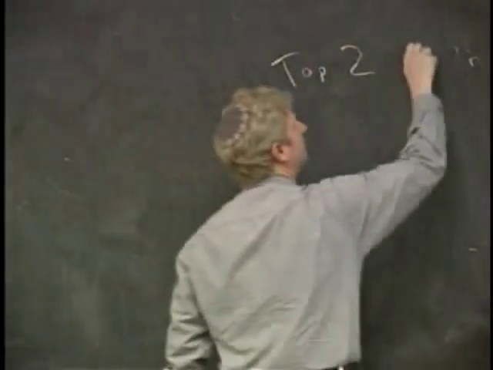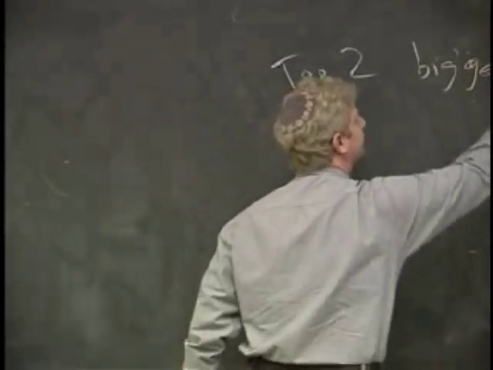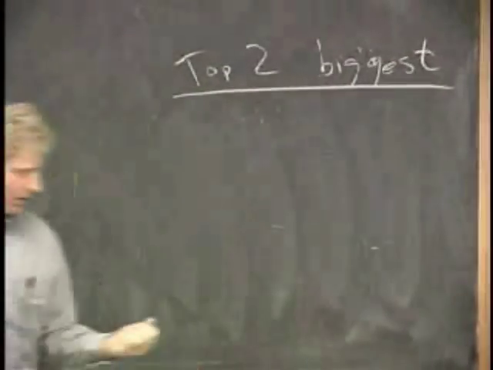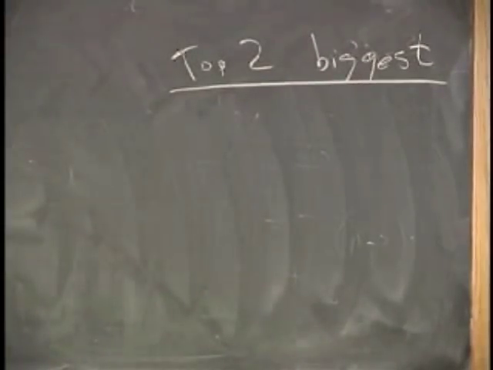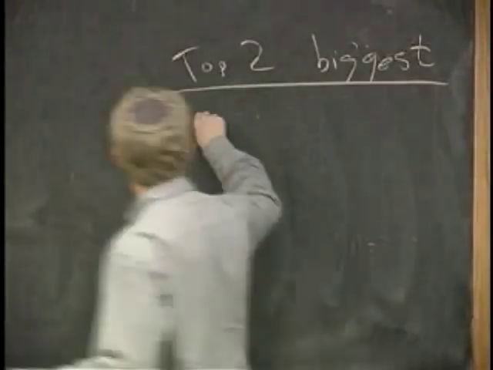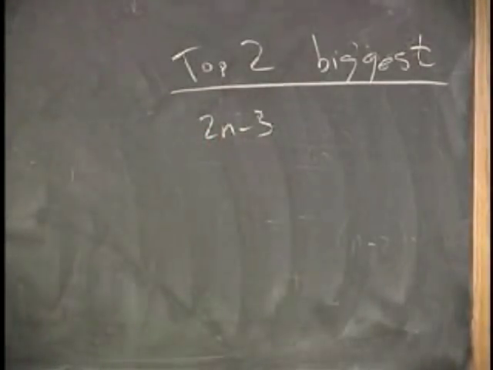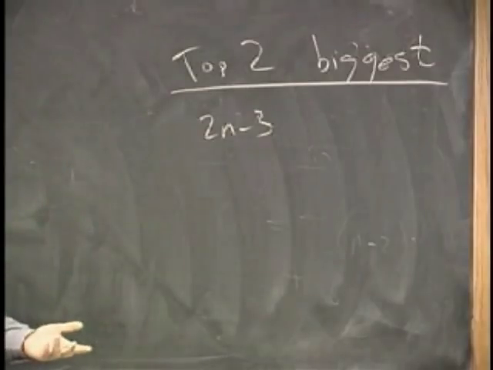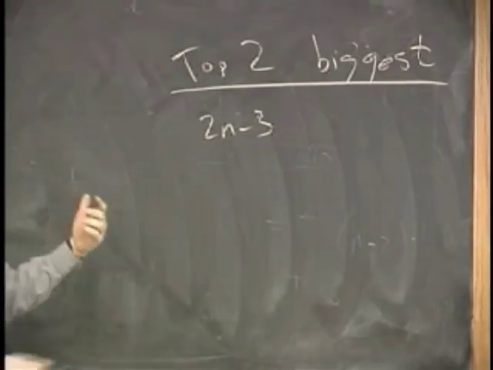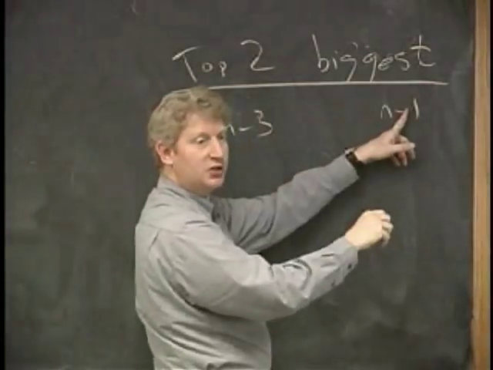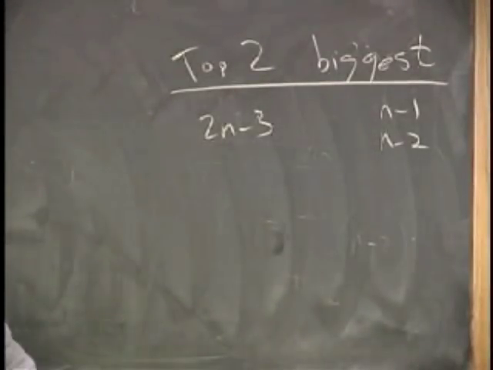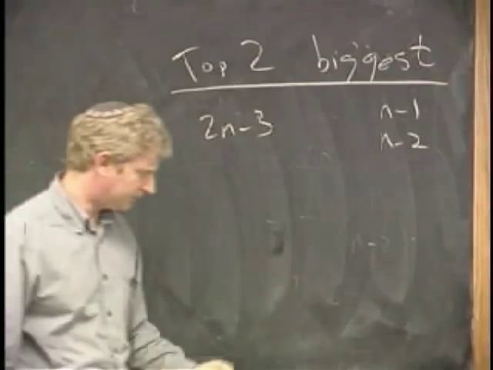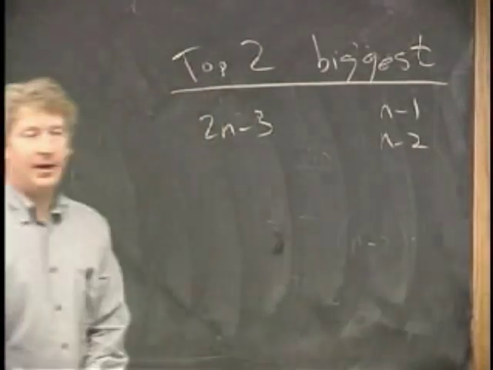Similar to this. Top 2 biggest. Now I don't want the maximum minimum, I want the top 2. One way to do this is to do just what we did with maximum minimum and get 2n minus 3, the slow way. Figure out the biggest, then figure out the next biggest. But the biggest is already removed. The biggest takes this much. The next biggest takes only this much, because the biggest is out of the list. That's one way.